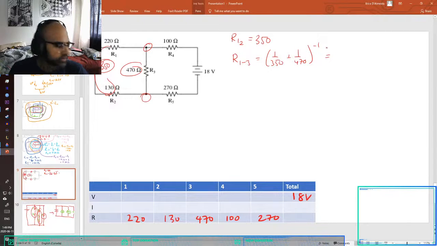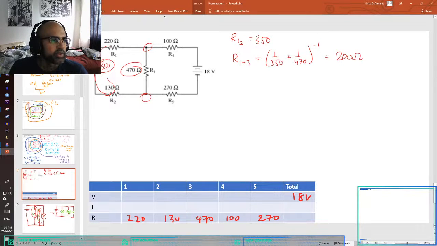So just going to put that in my calculator. Fraction button 1 over 350 plus fraction button 1 over 470 equals, flip that fraction to the power of -1 equals, as a decimal, I'm getting pretty much 200 ohms. And just to keep things nice and simple, I'm going to keep 200 ohms. It's 200.6. I want to keep the numbers nice.